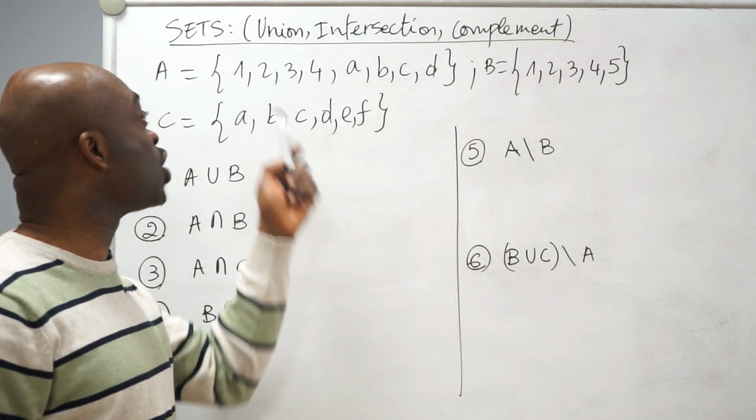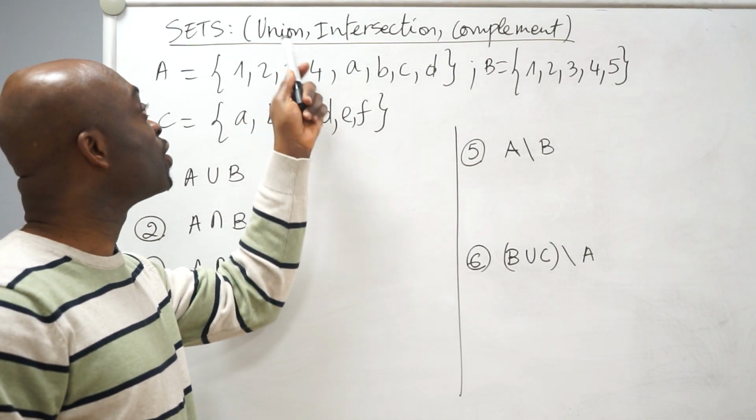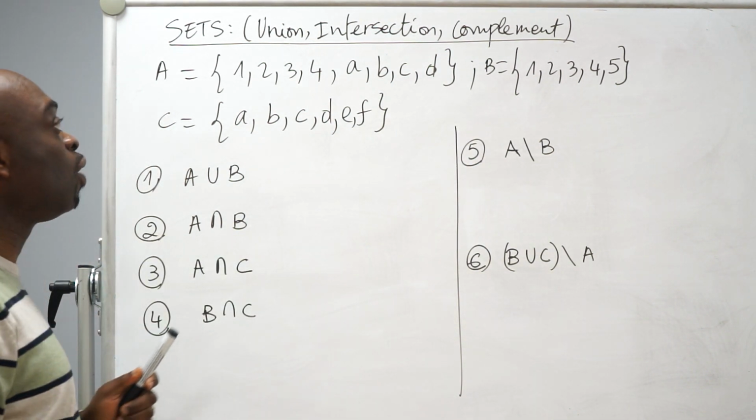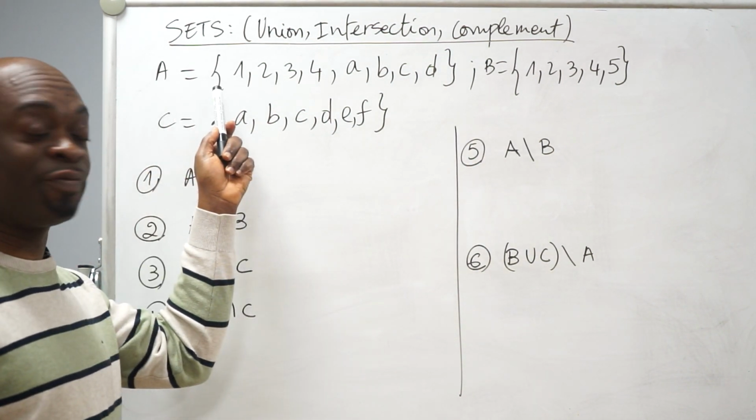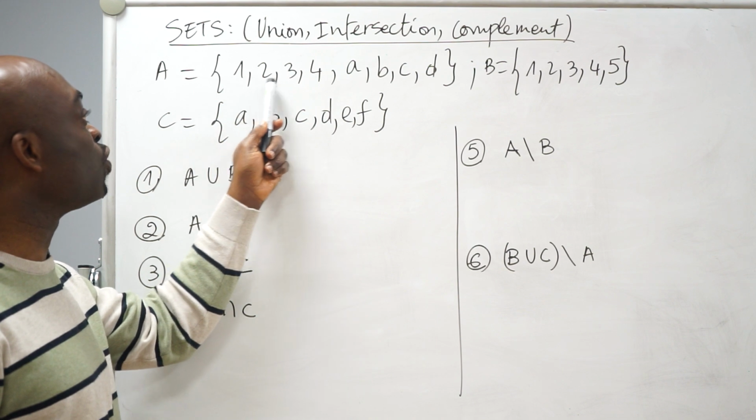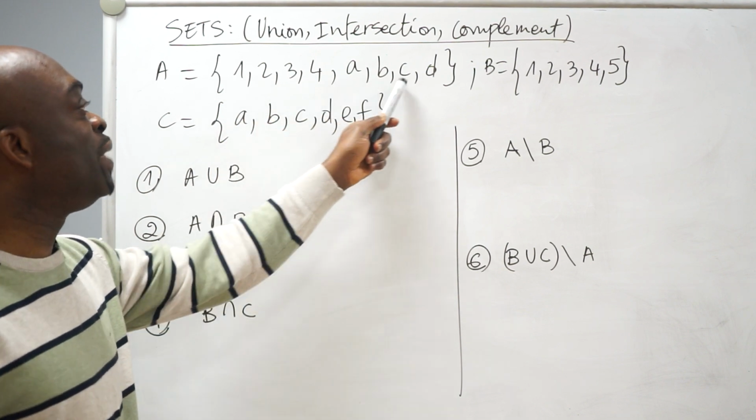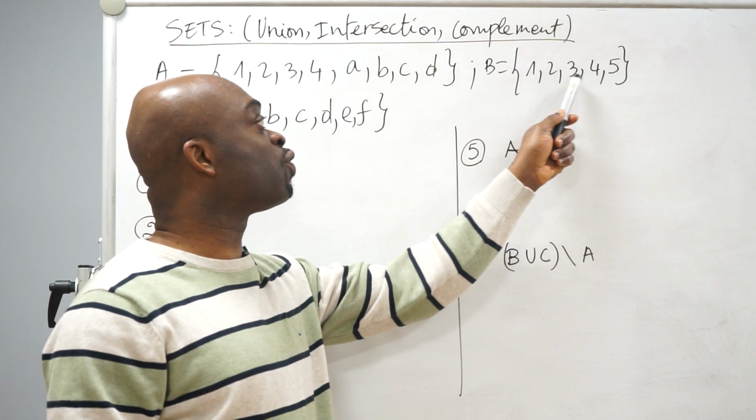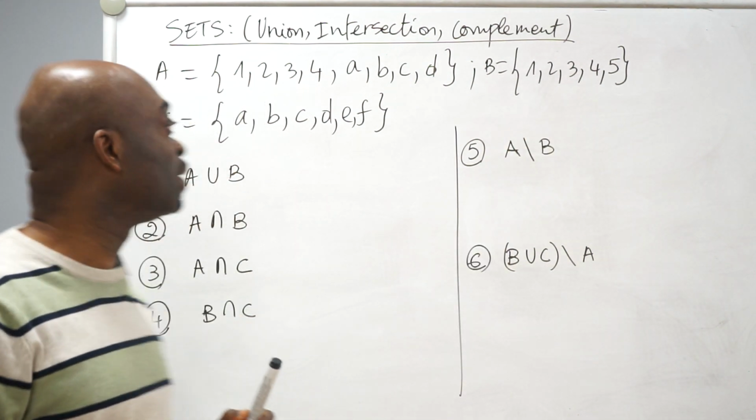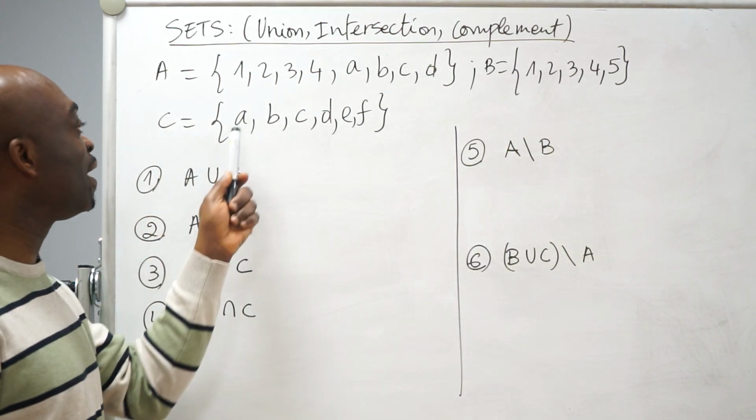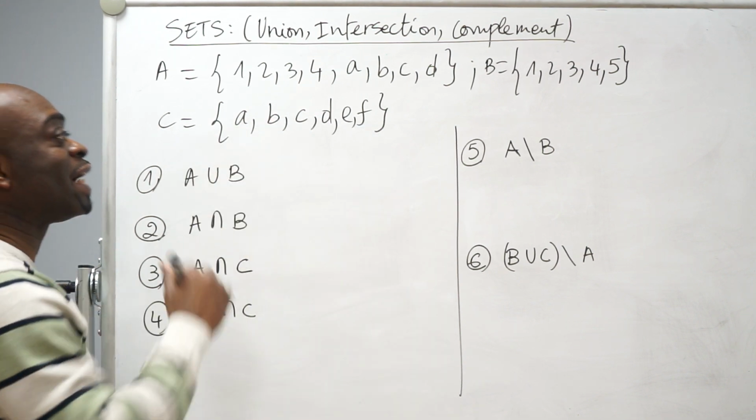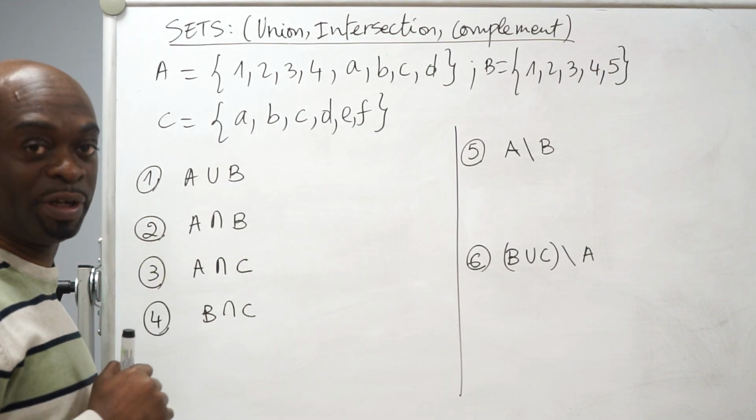Guys, we continue to talk about sets. So that means union, intersection, complement. Okay? So when you have the set A, first one here, braces 1, 2, 3, 4, A, B, C, D, and then set B, 1, 2, 3, 4, 5, set C, A, B, C, D, E, F. Okay? So those are the three sets that we're going to be working with.